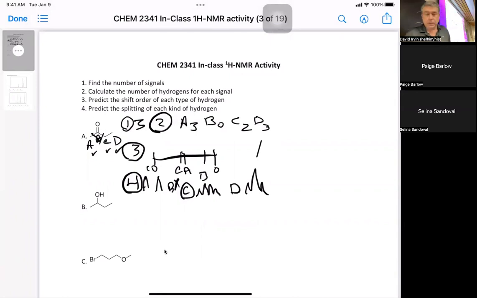Do you guys have any questions? For C, am I looking at only having 3 signals? Try again. No, okay. Either side. It's within 3 bonds, no matter how it's connected, as long as it's through bonds.